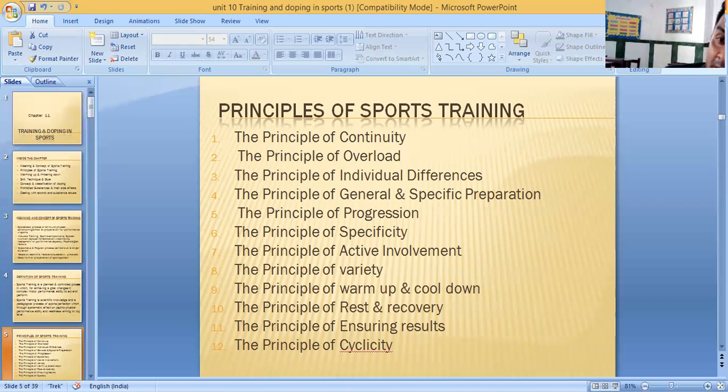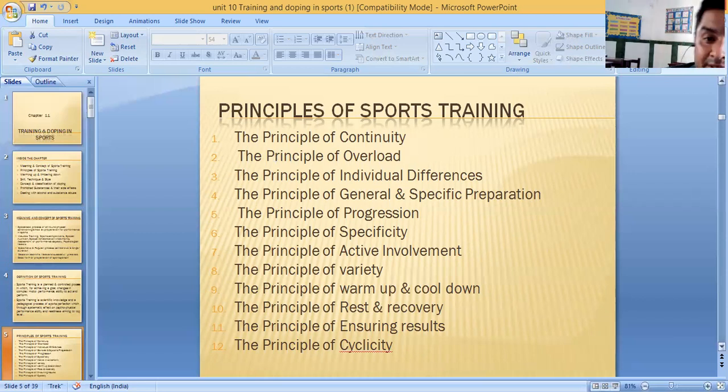For example, if you are training for a month, and then after a month you take a break of 2 or 3 days or 1 week, it will make you zero again. You have to start from zero again. That's why it is said the training should be continuous, and it is a continuous process. Now the second principle is the principle of overload.